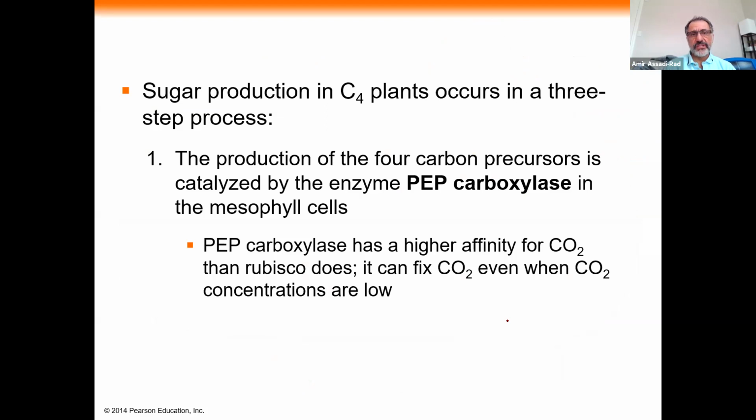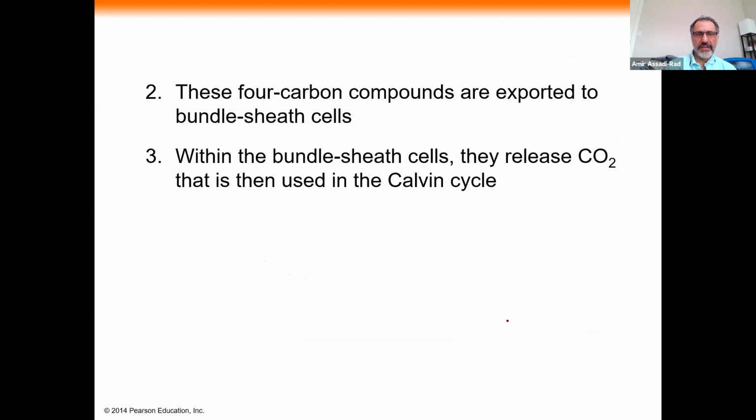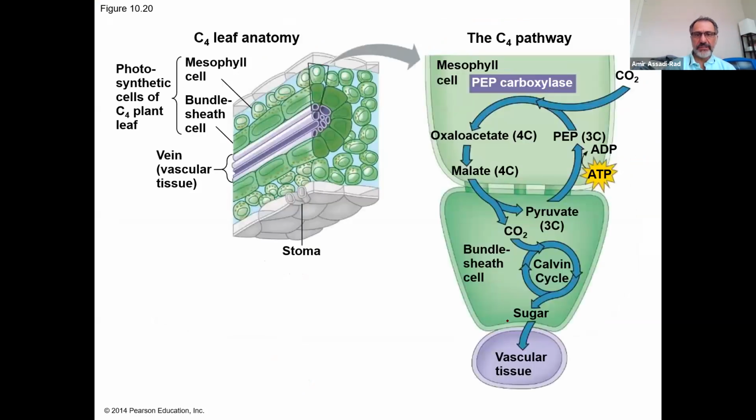So sugar production in C4 plants, that's what I talked about, unlike C3, occurs in 3 steps. These details, I don't expect you to know them, PEP carboxylase and all of that in C4, but as long as you know there are 3 different types of photosynthesis. I talked about 2 of them, C3 and C4, and the next one is CAM, crassulacean acid metabolism. This is pretty good, showing you C4 plants and what is happening in C4 plants.